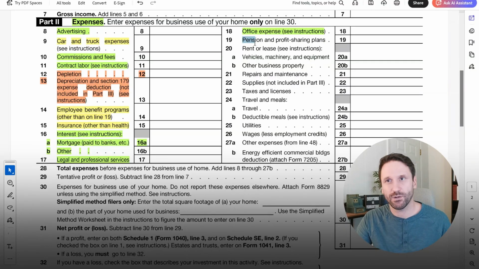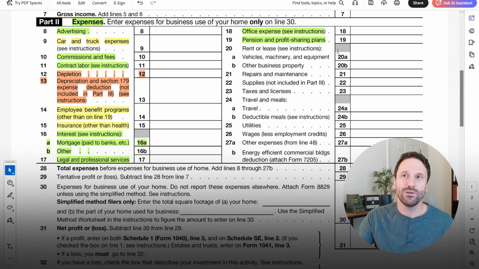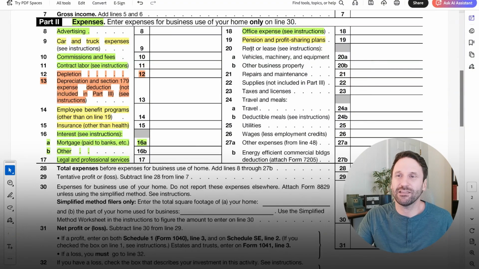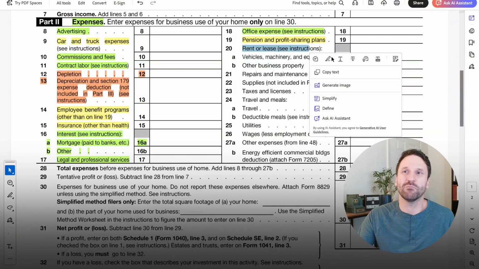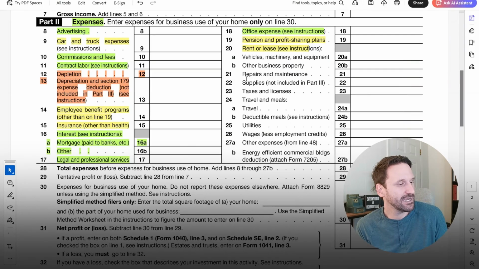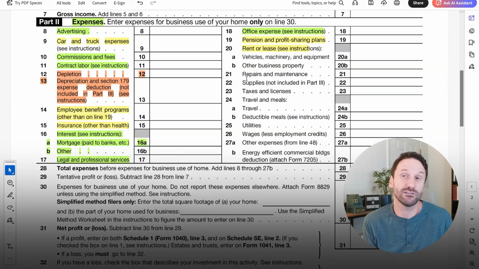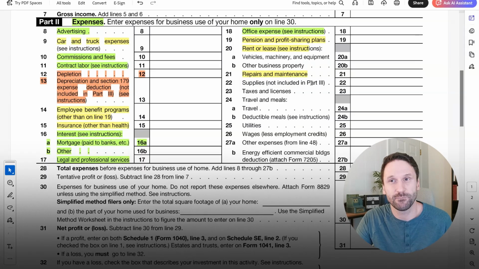Pension and profit sharing, you're probably not doing, don't worry about that. Rent or lease, again, you most likely won't have this. As an author, you could put like booth fees. If you do in-person events, maybe you would have that as a rent expense, but most likely you won't have office rent or anything like that. Repairs and maintenance, probably not something that you're going to have, unless you have a really nice computer and you just need to get it repaired instead of replaced, then maybe you have repairs and maintenance.